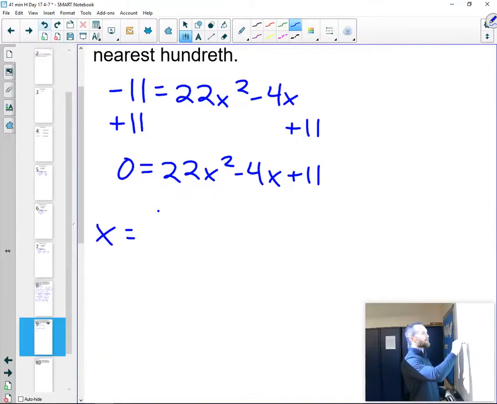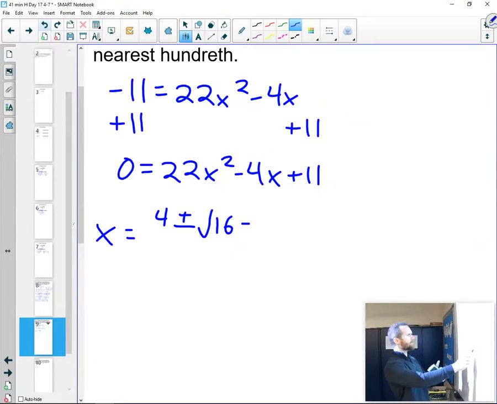So it's negative b, that's going to be positive 4, plus or minus the square root of b squared, that's 16, minus 4ac. So it's minus, oh, is that going to stay negative? It's going to be negative 4 times 22 times positive 11. Yep, there's no negative there to change it to a plus, so it stays minus. And I'm not doing that in my head. 4 times 22 times 11, we get 968.